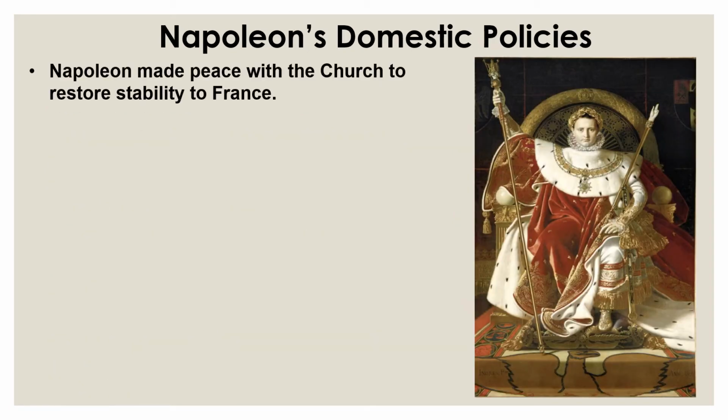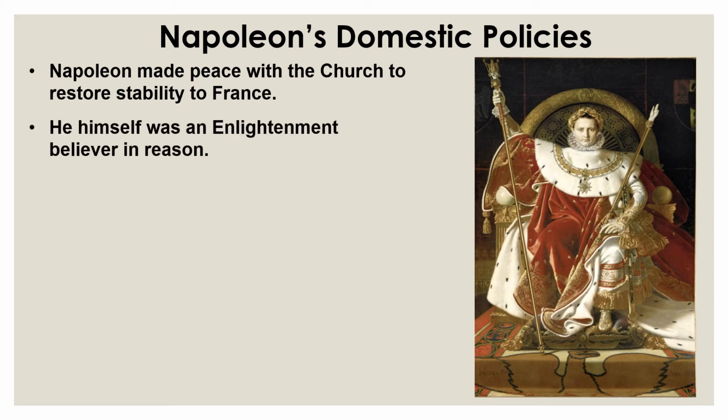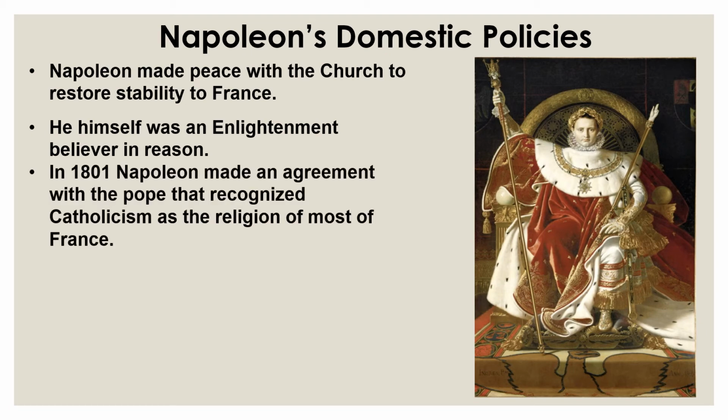Napoleon did make peace with the church, however, to restore stability to France. And this actually was a smart move because most of the peasantry in France did not like the de-Christianization that had happened during the Reign of Terror under Robespierre. He himself was an Enlightenment believer in reason, but he also recognized the importance of faith in France. In 1801, Napoleon made an agreement with the Pope that recognized Catholicism as the official religion of most of France. Once again, the Catholic Church is the official religion of France.